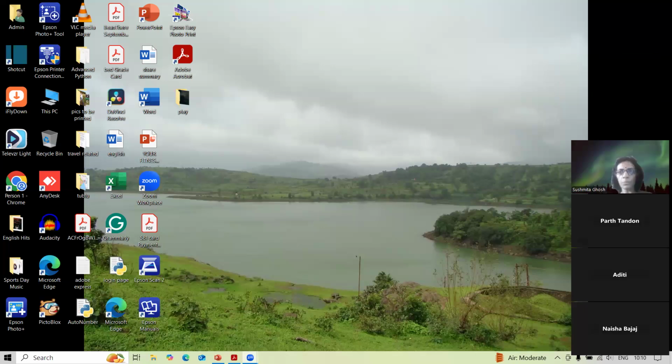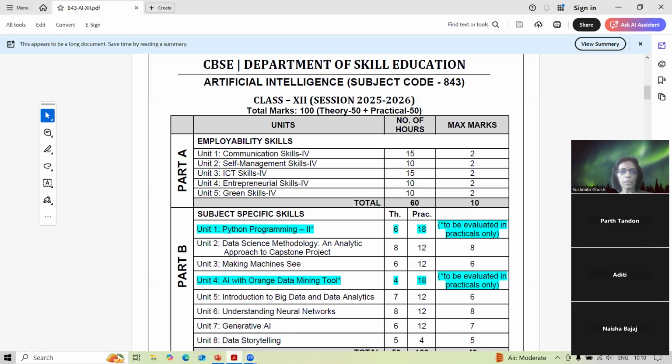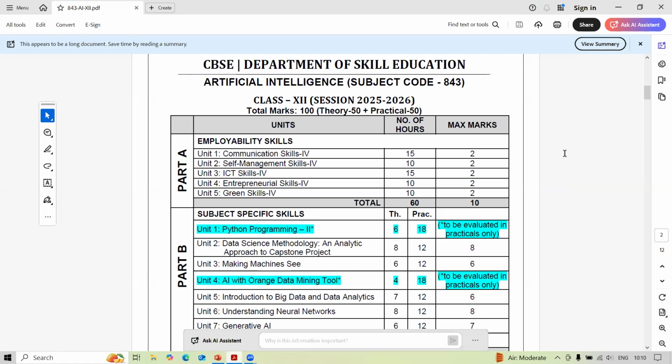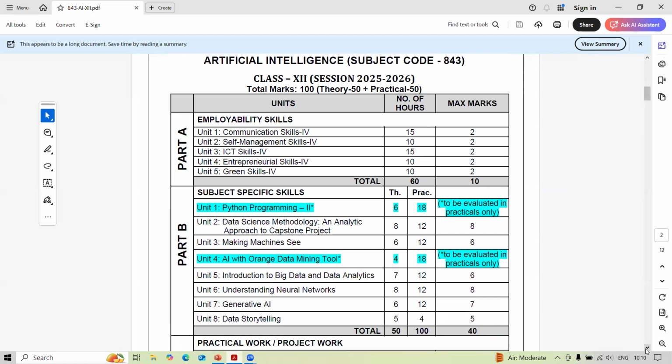Right. So just to brief you about the breakup of the syllabus once more. I have the syllabus in front of me. I've kept it open. This is how it looks. Basic awareness you have that it's 50 theory and 50 practical. And you can see that this part is practical. So this entire Python programming and AI with Orange data mining tool is the practical part that takes up 36 marks.